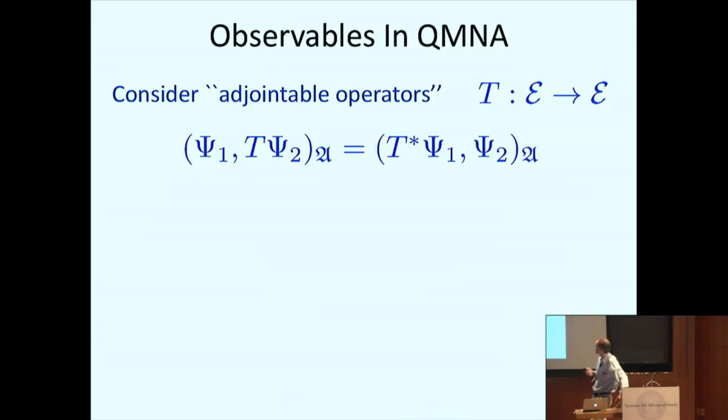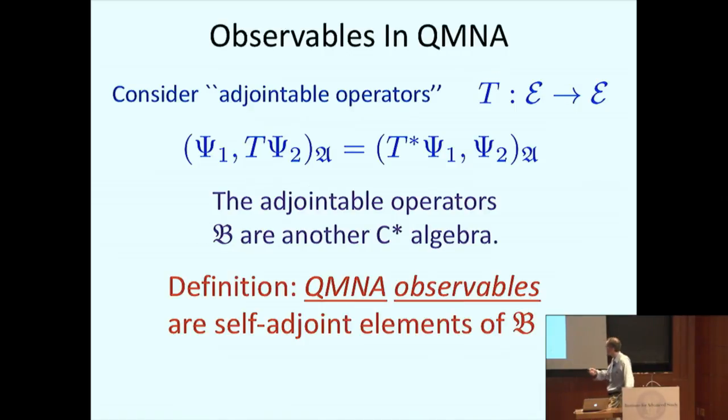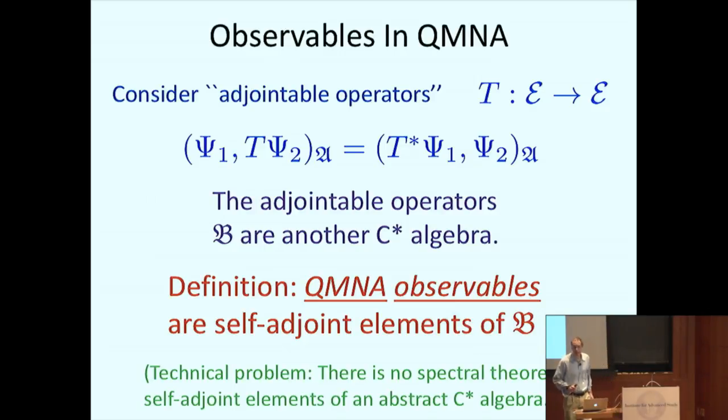What are the observables in QMNA? They're the linear operators, T, from E to E, such that there exists a T star that satisfies this equation. And it turns out that the adjointable operators B are another C star algebra. So we'll define the QMNA observables to be self-adjoint elements of B. Okay, now that immediately raises a technical problem for the Born rule because there's no spectral theorem for a general C-star algebra, and we'll deal with that.